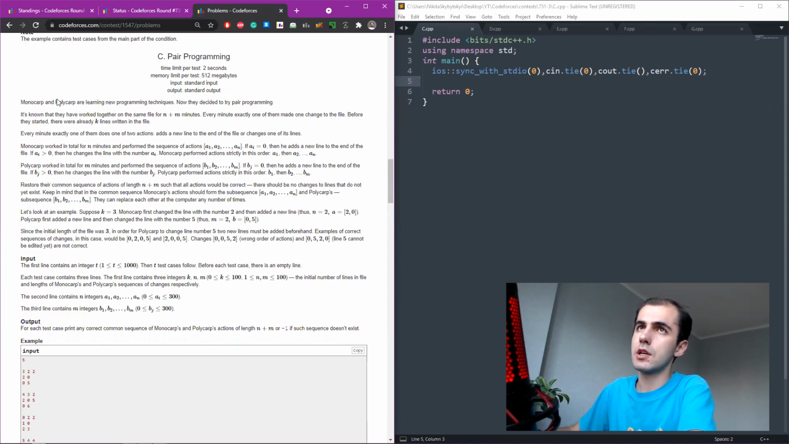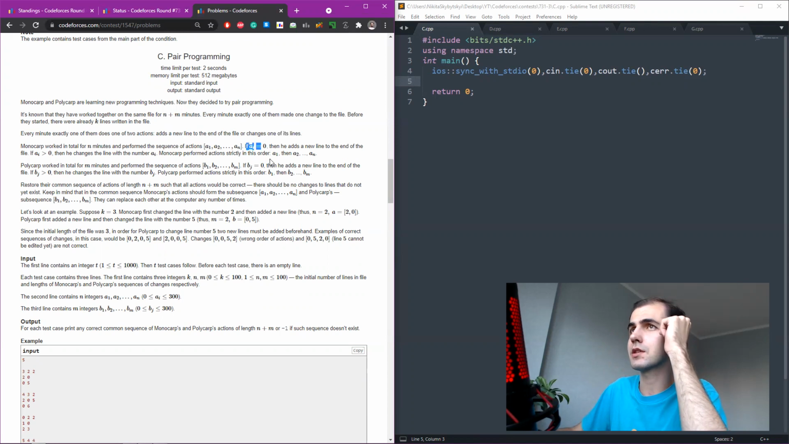So Monocarp and Polycarp are learning new programming techniques. Now they decided to try pair programming. It's known that they have worked together on the same file for n plus m minutes. Every minute, exactly one of them made one change to the file. Before they started, there were already k lines in the file. Every minute, exactly one of them does one of two actions: adds a new line to the end of the file or changes one of its lines. Monocarp worked in total for n minutes and performed a sequence of actions.